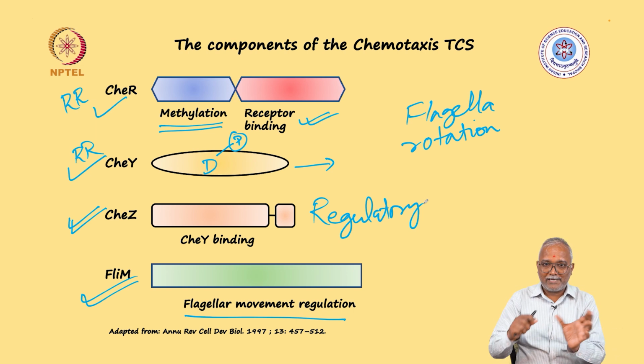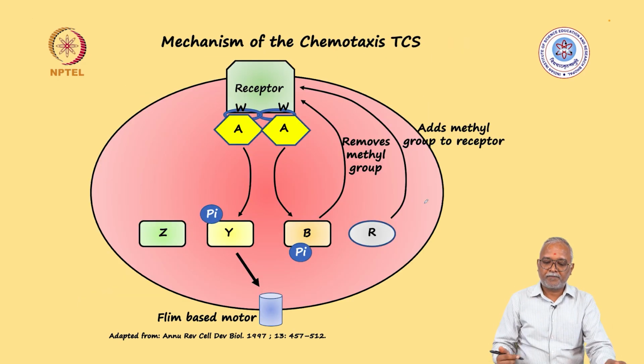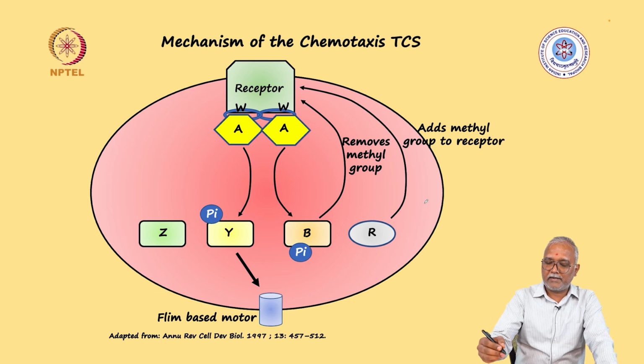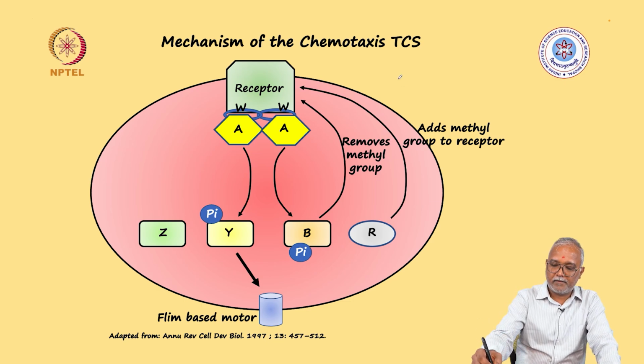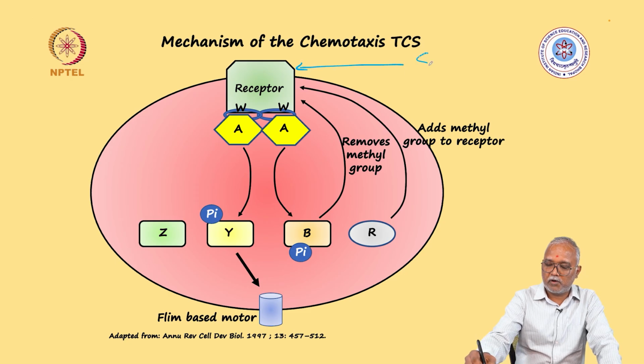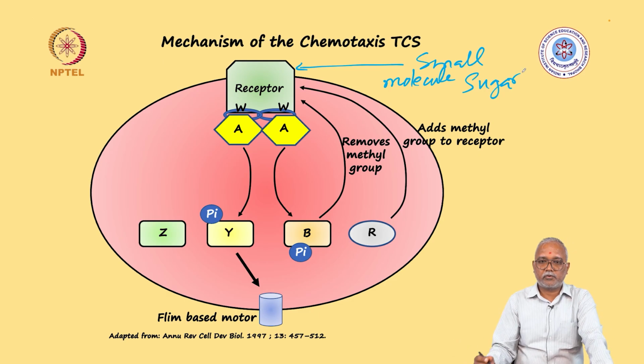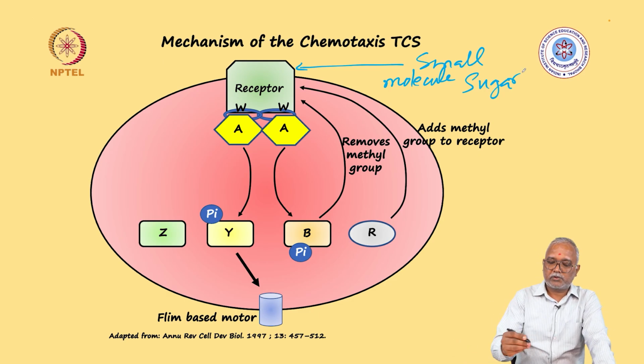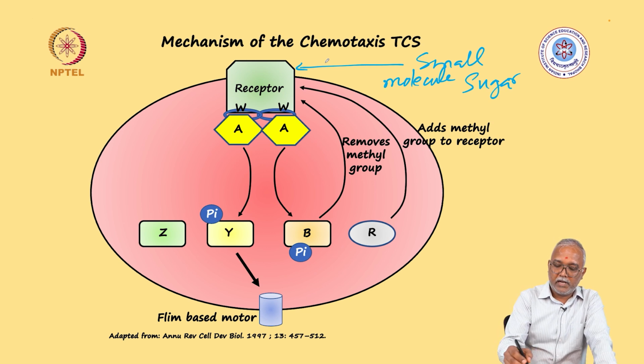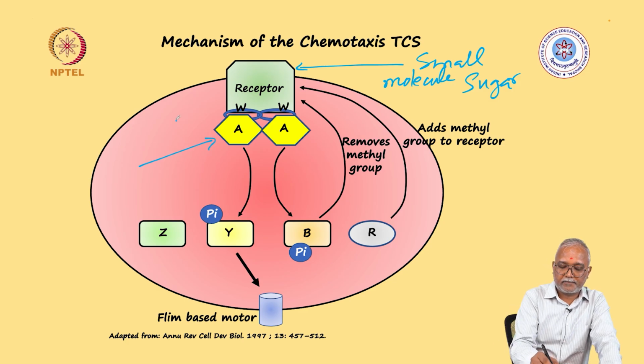So if you just summarize all these molecules and put them inside the cell and see what happens. How exactly will the system be initiated? The receptor senses a small molecule. Consider that it senses sugar, and bacteria will love sugar and move in that direction, right? So once this receptor is activated because of the binding of this, it will help recruit this CheA, which was your kinase.